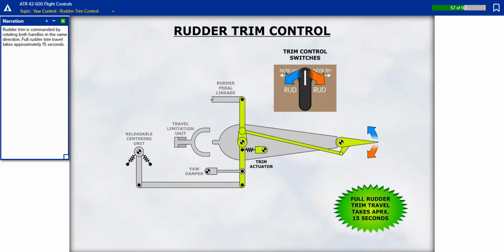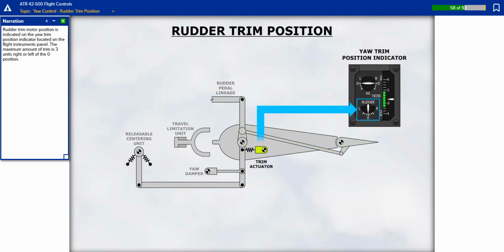Rudder trim is commanded by rotating both handles in the same direction. Full rudder trim travel takes approximately 15 seconds. Rudder trim motor position is indicated on the yaw trim position indicator located on the flight instruments panel. The maximum amount of trim is 3 units right or left of the 0 position.